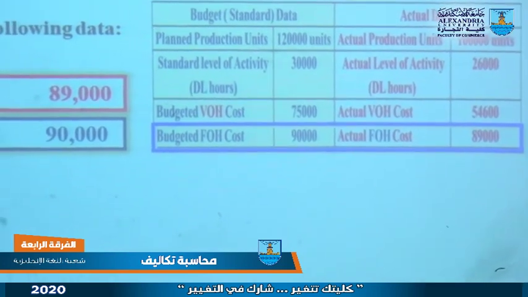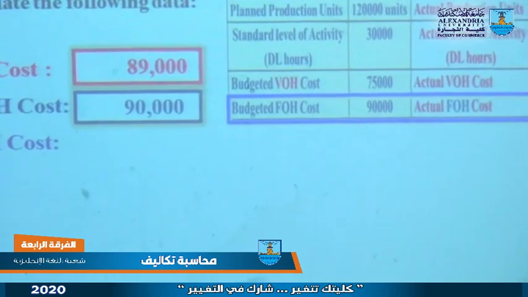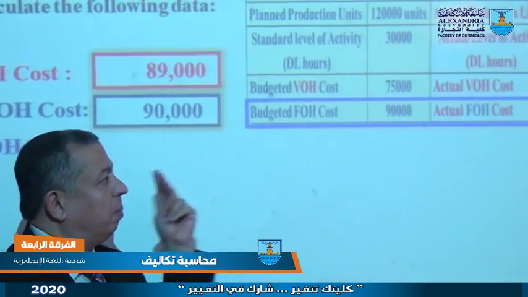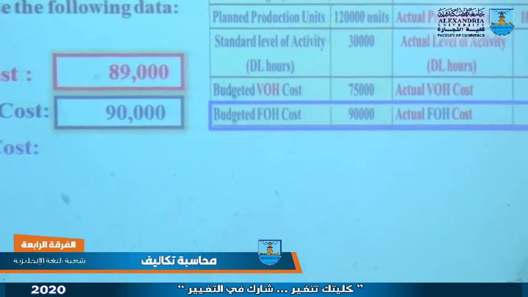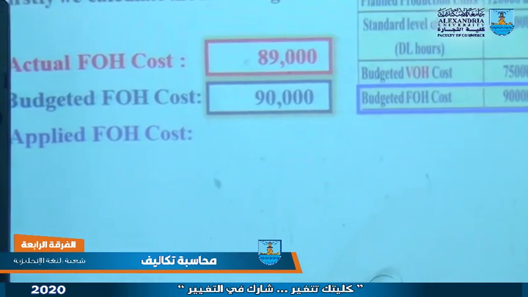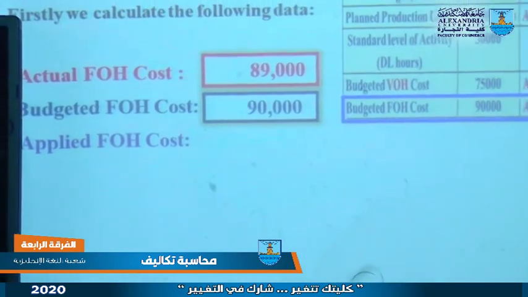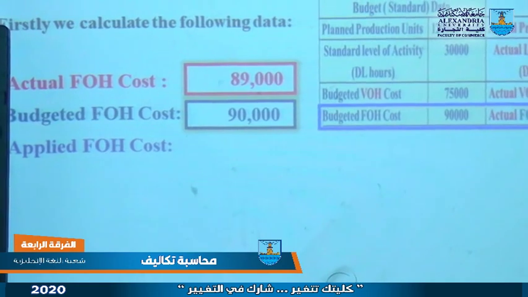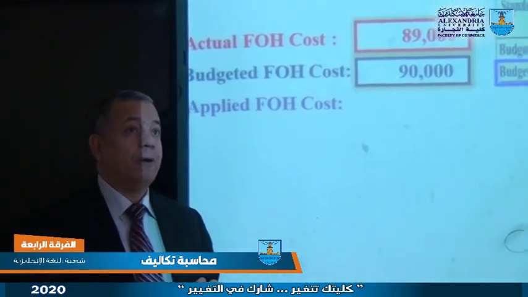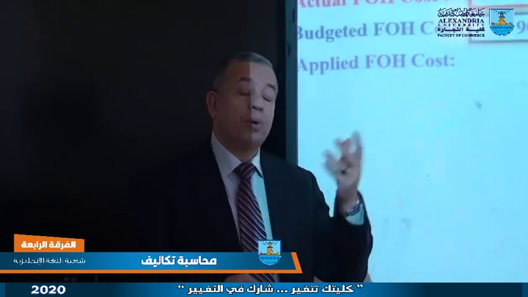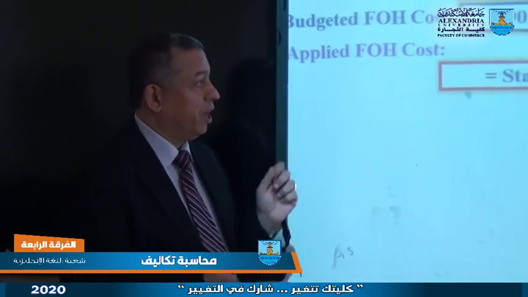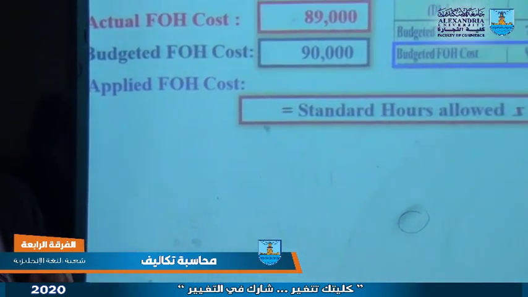My problem here is applied. There is no applied. I have only two amounts here for fixed. I choose both of them in number 1 and 2. And applied, how to calculate applied? Again, don't forget, applied is like standard cost. How to calculate standard cost for direct labor or for variable manufacturing overhead? If you remember, this is my equation. Again, this is my equation.